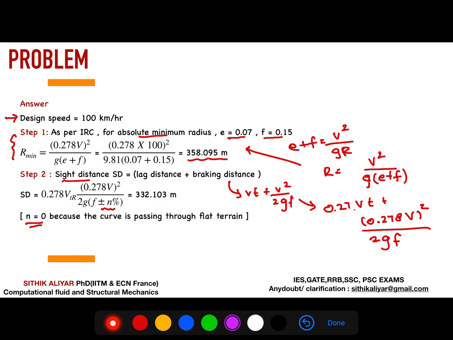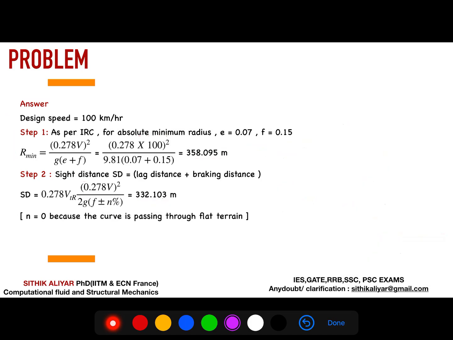You have to substitute all the values. If you remember, V is given 100, t is given as 2.5 seconds for stopping side distance, and then g is 9.81, and friction value you should know. For 100 km/h it is approximately 0.35 less friction. And if you fill all the standard values, because IRC is asking you to assume the values, right? So if you substitute 0.278 into v into t plus all the standard values, you will get 332 meter. Okay, you can pause the video and solve yourself. This question is a revision, so I am going a little quick. You should know all these things already.